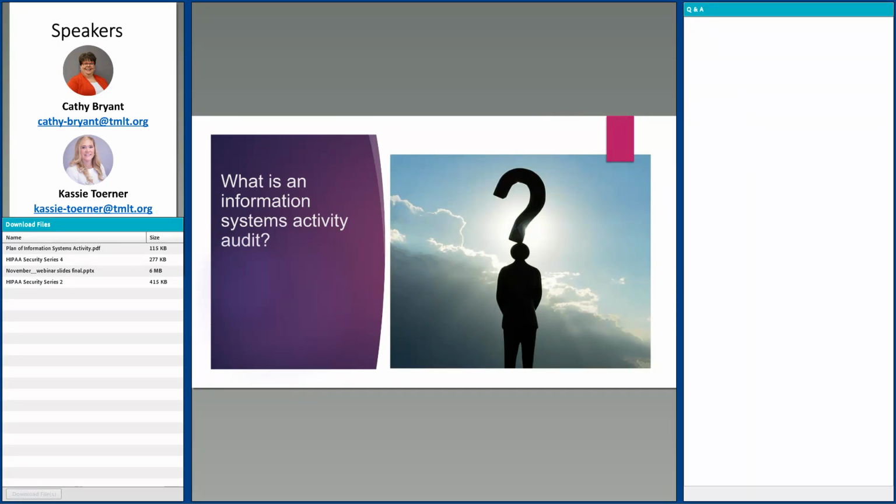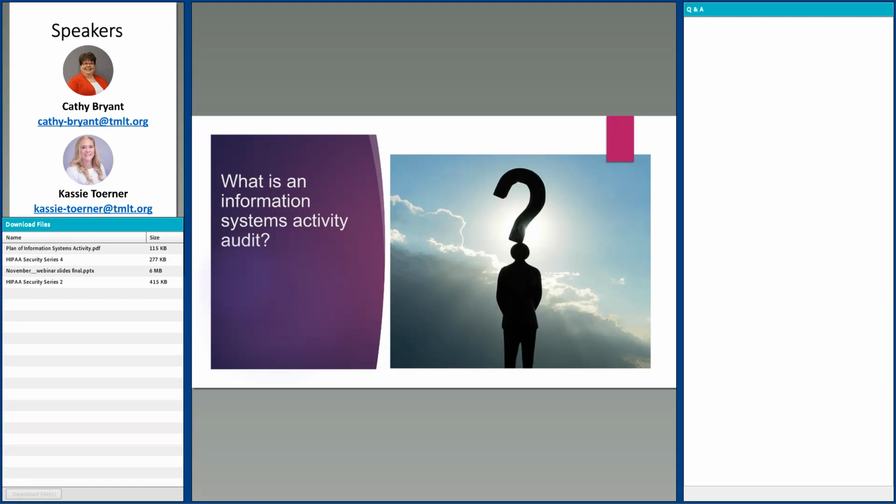When I think about information systems activity audits, I think back to what HIPAA's real intent was, which is to protect the confidentiality, integrity, and availability of protected health information, regardless of the format. And your doing information systems activity audits helps you to know exactly who is accessing your protected health information, especially the electronic protected health information, and to guarantee that those who access it have a right to do so.